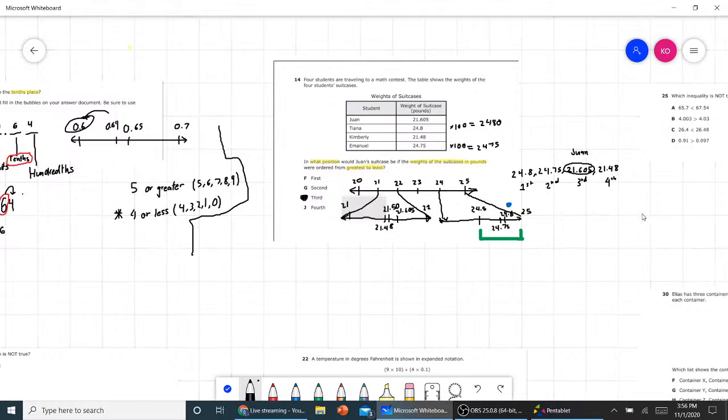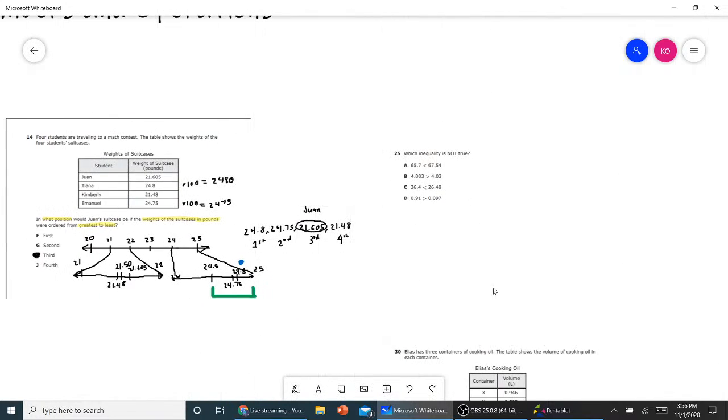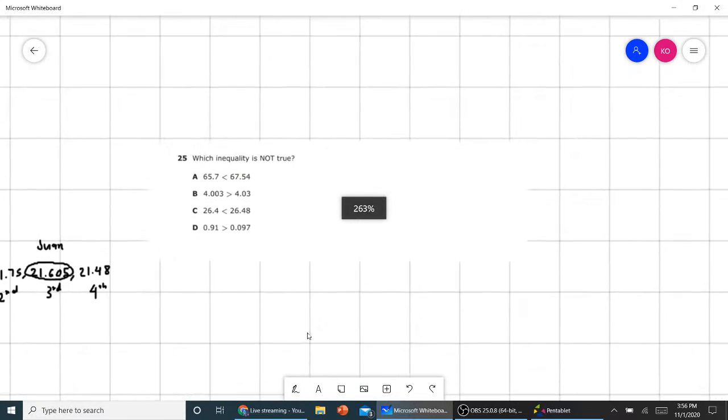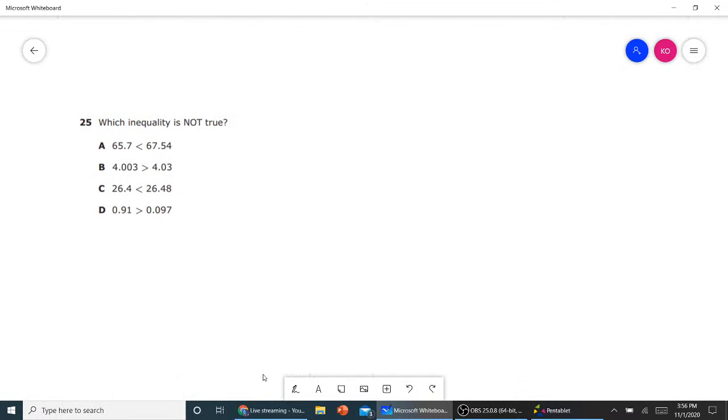So let's move on to 25. Right here, and we're being asked which inequality is not true. So let's start by looking at the question really quickly. Which inequality is not true? And usually STAR does a good job highlighting the key points to the question. So which inequality is not true?